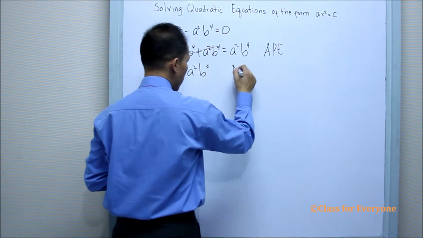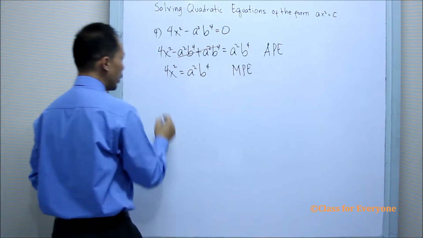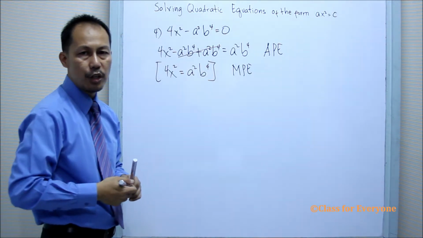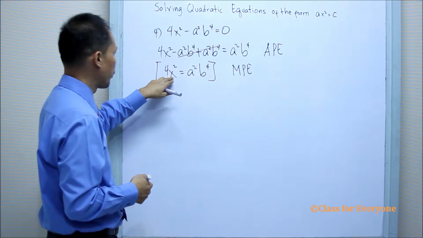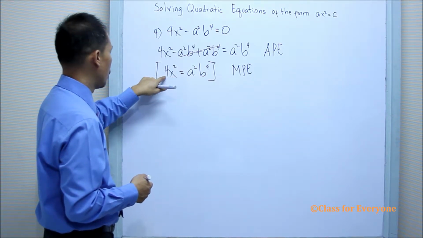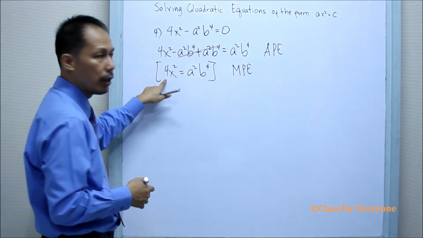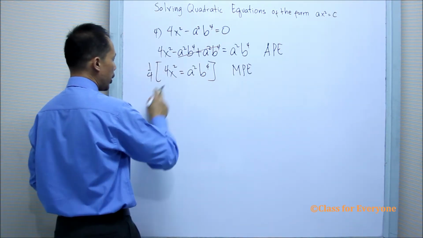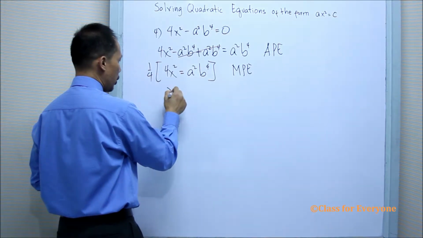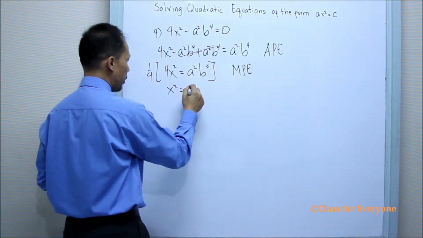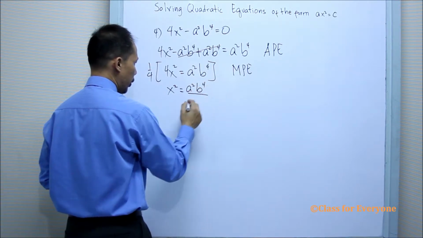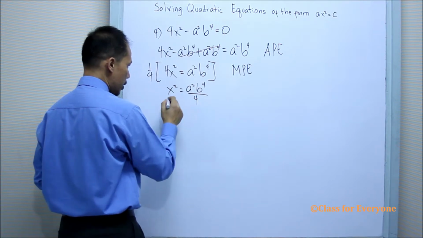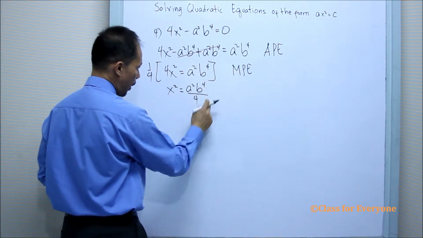Now using the multiplication property of equality, I'll get the reciprocal or the multiplicative inverse of the numerical coefficient of the quadratic term, here x squared. So the numerical coefficient is 4, the reciprocal is 1/4. By distributive property, the left side will just be x squared. The right side will be a squared b to the fourth all over 4. And then getting the square root of both sides, because there is none that we can simplify.